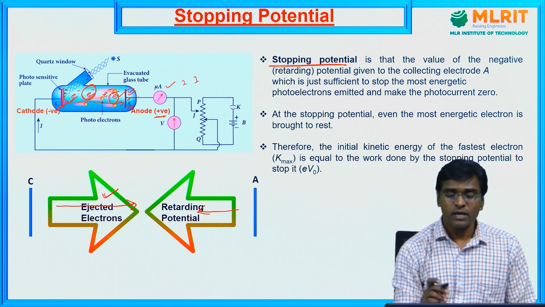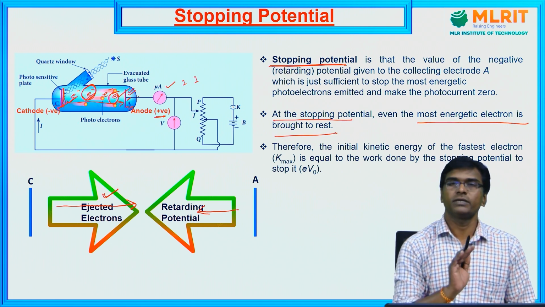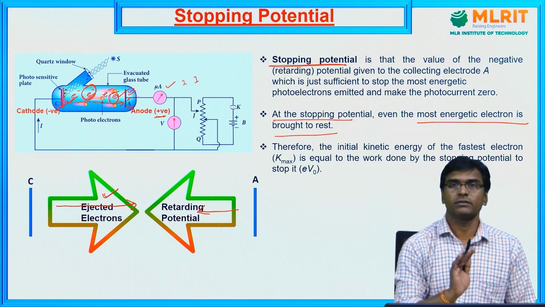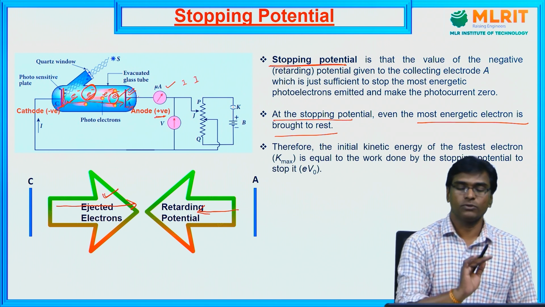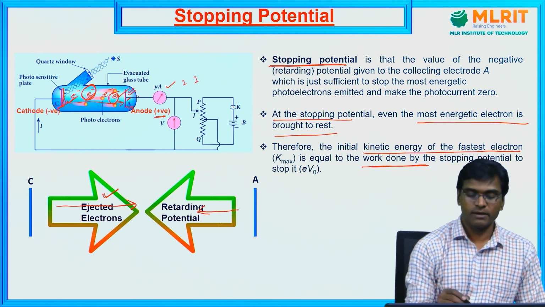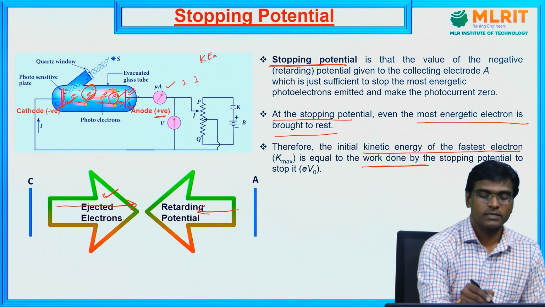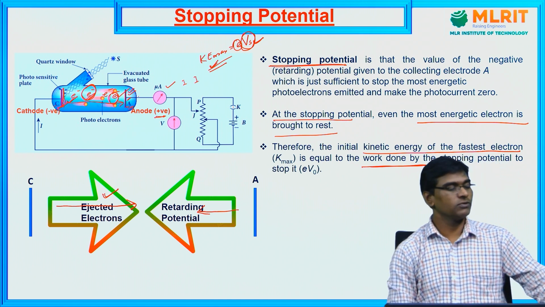At the stopping potential, the most energetic electrons are brought to rest. That means the fastest electrons, which have the highest kinetic energy, are also brought to rest because of this negative potential. Therefore, the kinetic energy of the fastest electrons is equal to the work done by the stopping potential. That means K max, the maximum kinetic energy, is nothing but e times V, where e is the charge of the electron and V is the stopping potential. Therefore, the stopping potential is a measure of the kinetic energy, as you can see in the next slide.